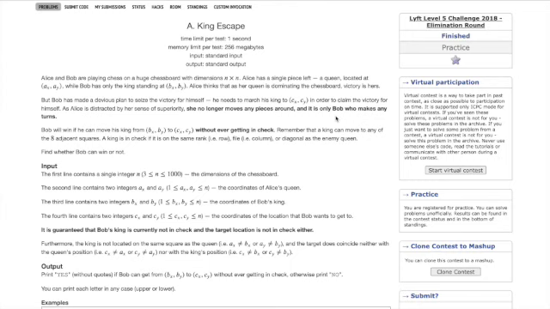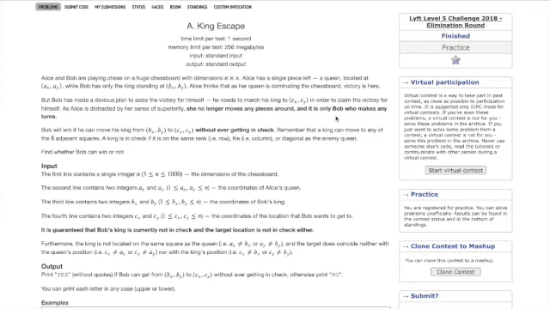So let's move on to our input. Our first line will contain the dimensions of the chessboard. Our second line will contain the coordinates of Alice's queen. The third, the coordinates of Bob's king. The fourth line will contain the coordinates of the target square, or the location that Bob wants to get to.